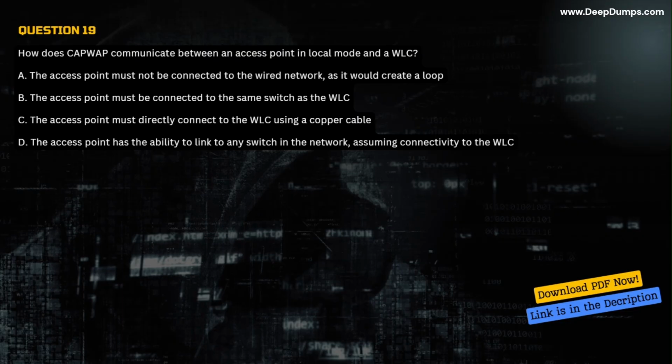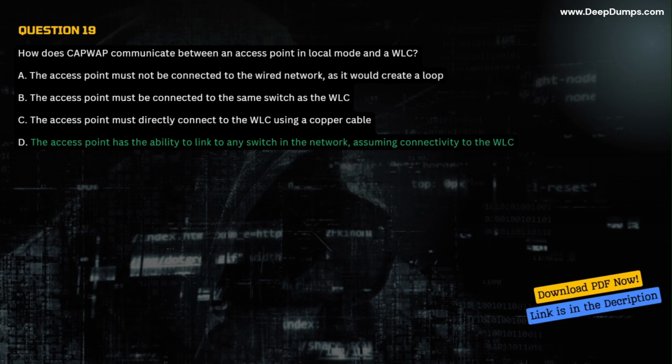A. The access point must not be connected to the wired network, as it would create a loop. B. The access point must be connected to the same switch as the WLC. C. The access point must directly connect to the WLC using a copper cable. D. The access point has the ability to link to any switch in the network, assuming connectivity to the WLC.